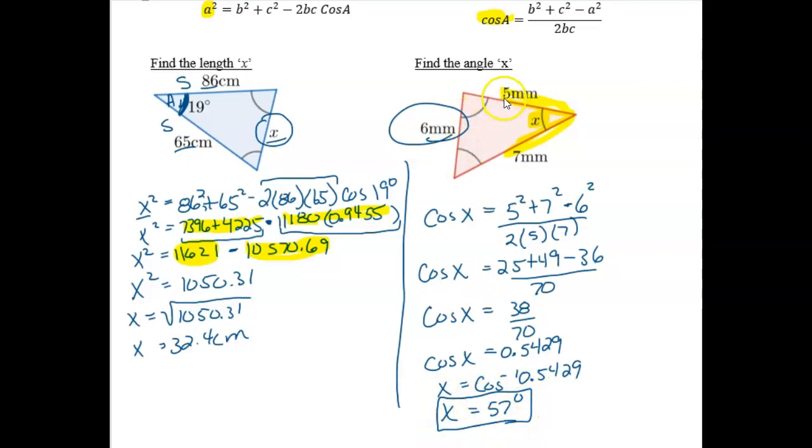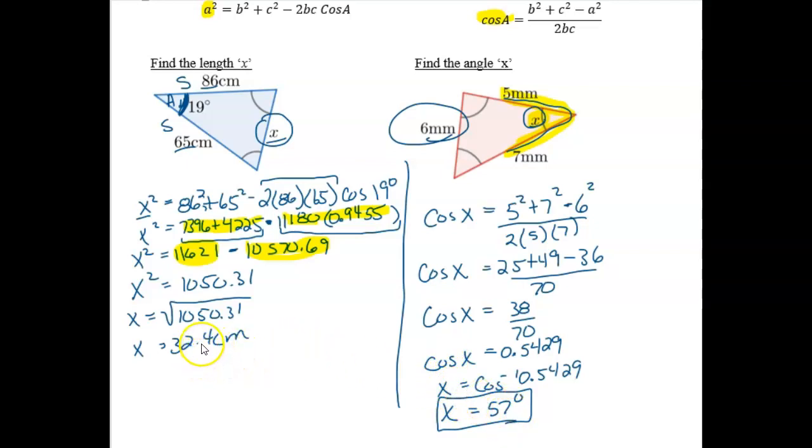So if you just review this question, if you want to find the angle, you square the two sides that surround the angle. So 5 squared plus 7 squared. And you then subtract 6 squared. And let's divide by 2 times those same sides. And you can work out your math, use your second function cosine, and you'll come down with the degree.